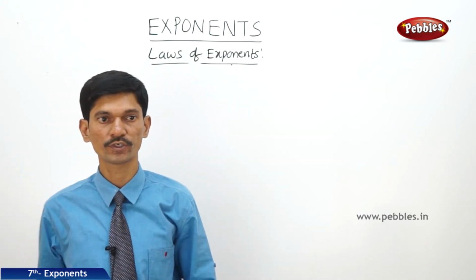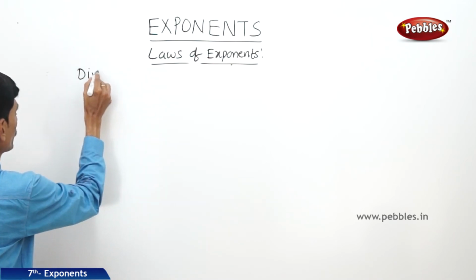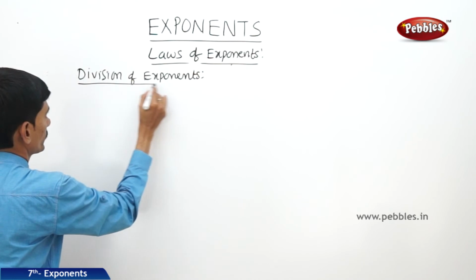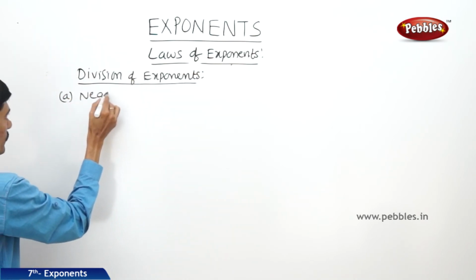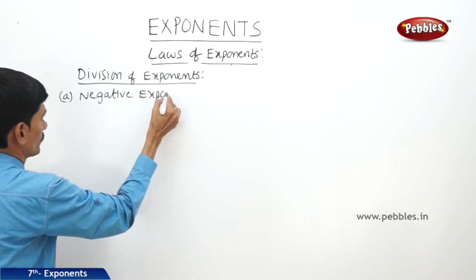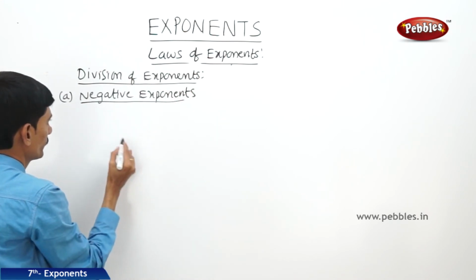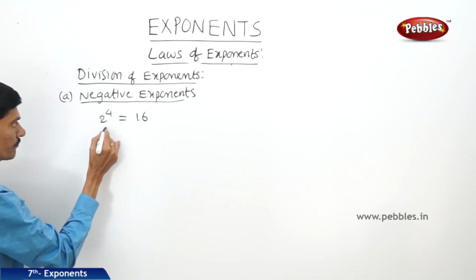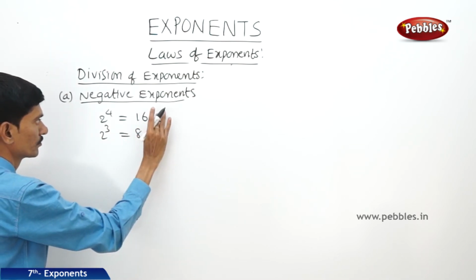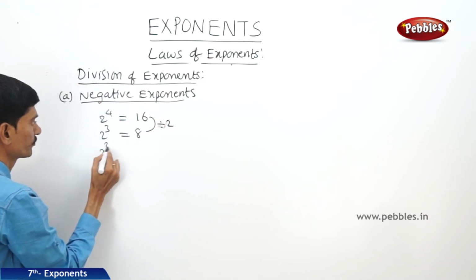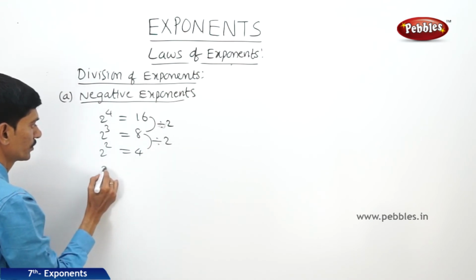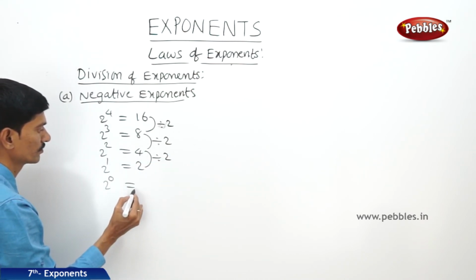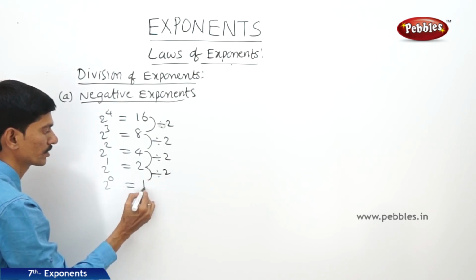Now let us see the division of exponents. First, negative exponents. So for example 2 to the power of 4 equals 16, where 2 is multiplied 4 times. 2 to the power of 3 equals 8, 16 divided by 2. Then 2 to the power of 2 equals 4, so 8 divided by 2 is 4, and 2 to the power of 1 equals 2, so 4 divided by 2 equals 2. Then 2 to the power of 0: when 2 is divided by 2, we get the quotient as 1.